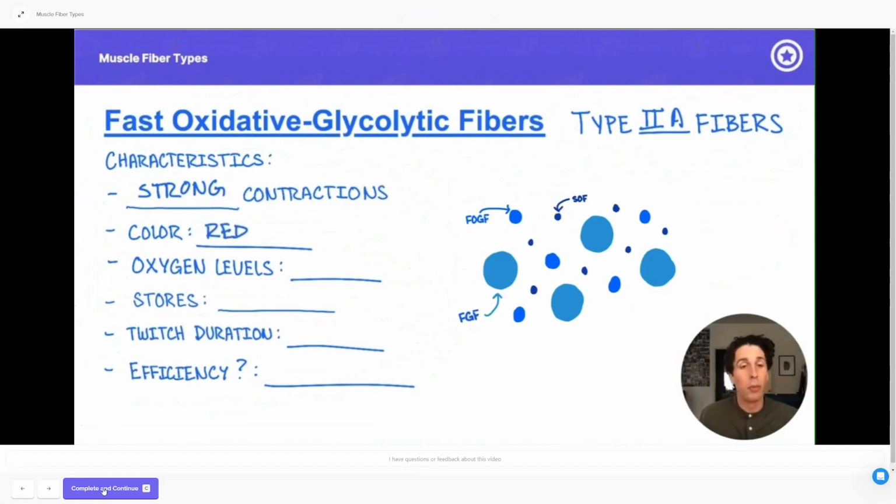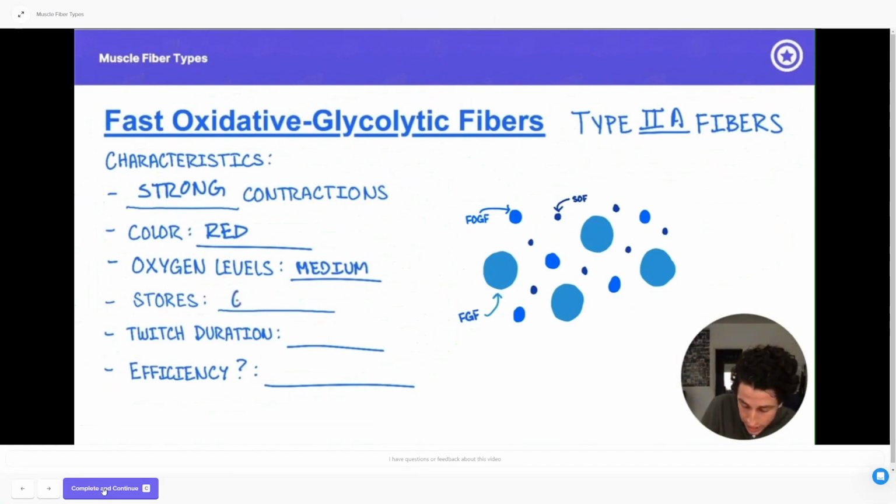All right, and as we remember, we're going to have those oxygen levels because we do have that oxidative aspect to these fibers. And so these are going to be at about a medium oxygen level, so medium right here. Not quite as much as those slow oxidative, but still a fair amount. As you can see, we're also going to have this glycolytic portion to this fiber. While it undergoes aerobic respiration, it's also going to undergo anaerobic respiration. And for anaerobic respiration, we're going to have stores of glycogen within the muscle itself. So the fast oxidative glycolytic fibers are going to store glycogen. Let's go ahead and write that in.